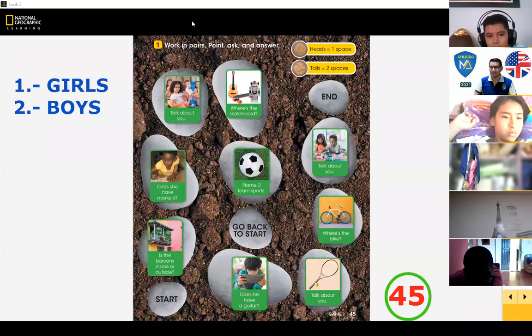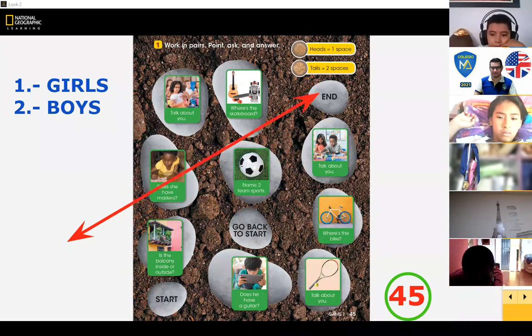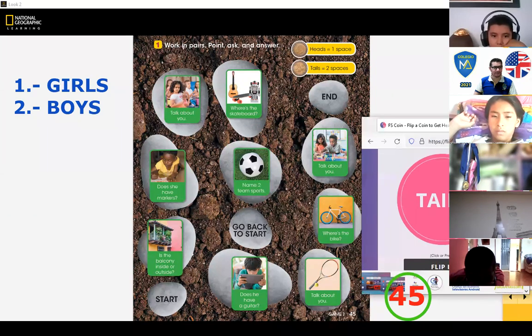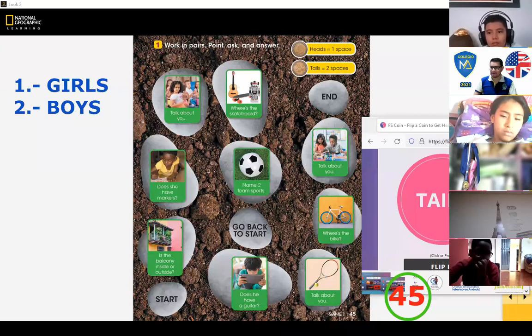Okay, we're gonna start the game. Remember, the heads is one space and the tails are two spaces. We have to start from the beginning until the end. The girls are gonna be number one and then the boys. I'm gonna flip it, okay? We are gonna start with the girls. Let's start with the girls. I'm gonna flip it, and we have to decide how we are gonna go. Okay, one moment, please.